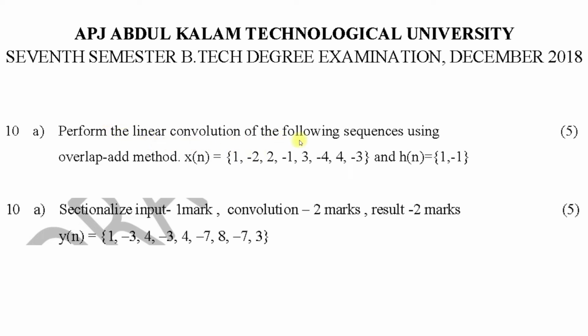Perform the linear convolution of the following sequences x of n and h of n using the overlap add method. The scheme of evaluation: sectionalized input 1 mark, convolution 2 marks, result 2 marks, and the final result is also given. Now let us solve this problem.